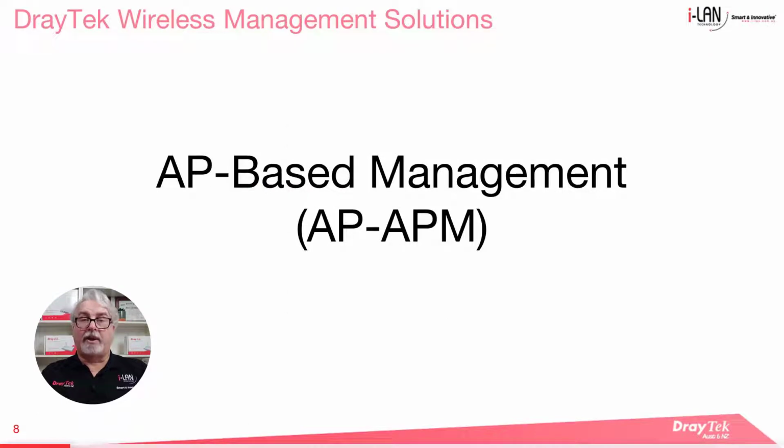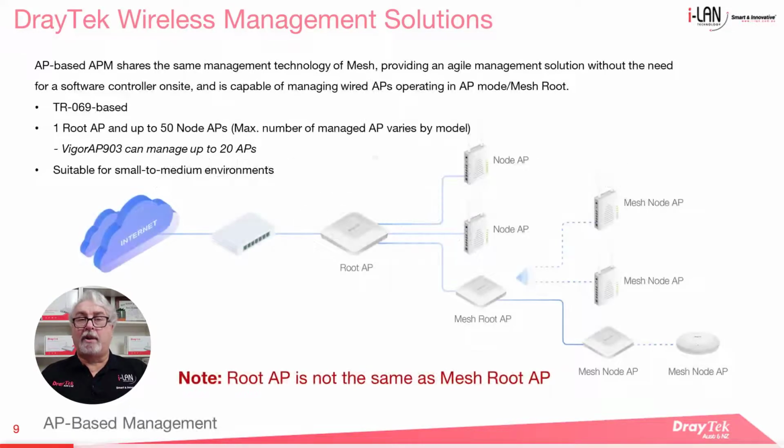Okay, we'll start by looking at Dratec's access point-based management solution, known as AP-APM. Later model Dratec Vigor access points now include the central AP management feature, which can be used to manage multiple access points in the wireless network. It's a TR-069 based management system, and there's no need to install a software controller or have a router with an access point management feature.